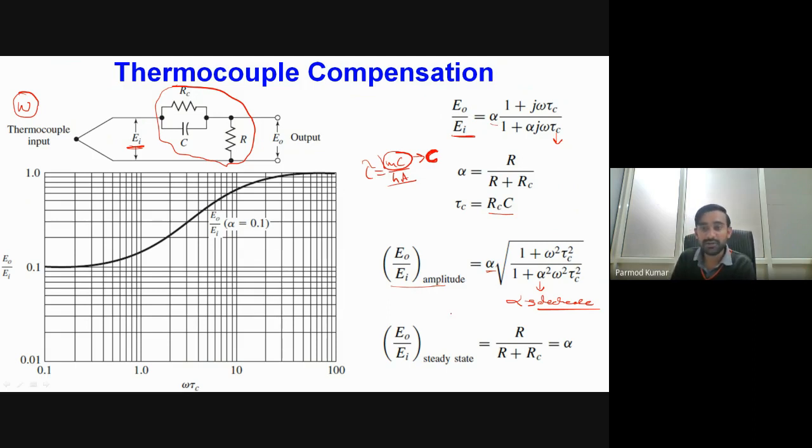Okay, now you can consider that if we have steady state measurement, then from this particular equation, obviously tau c will be equal to 0. Corresponding to that, our steady state response will be r divided by r plus rc, which is nothing but equal to alpha. Here I have plotted the response of E naught by EI, the amplitude response of this circuit as a function of omega times tau c, for a fixed value of alpha equal to 0.1.